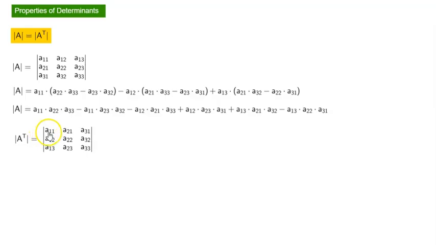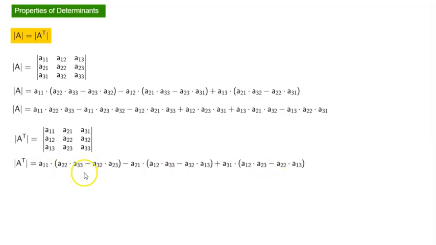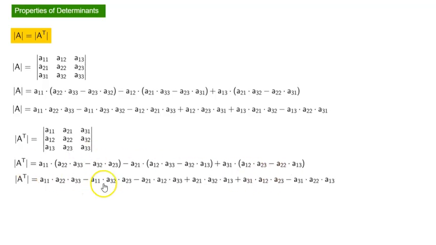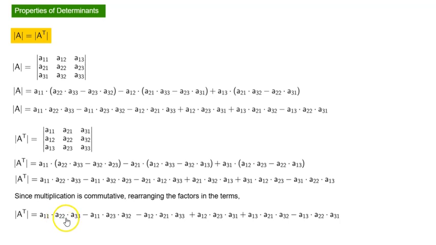Now let's take the transpose of A and evaluate the determinant. The transpose of A will be rows become columns and columns become rows. So A11, A21, A31. Now again evaluating the determinant of this transpose, you have A11 times (A22 times A33 minus A32 times A23) and so on. Again opening up the brackets, we get this. Now since multiplication is commutative, rearranging the factors in the terms, we get A11 times A22 times A33 minus A11 times A23 times A32 minus and so on.